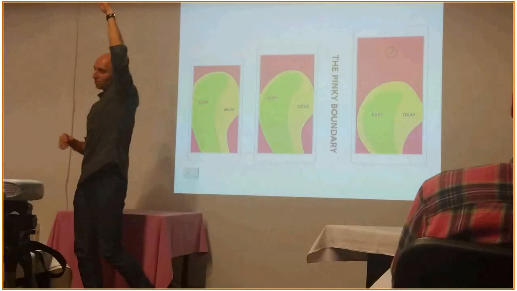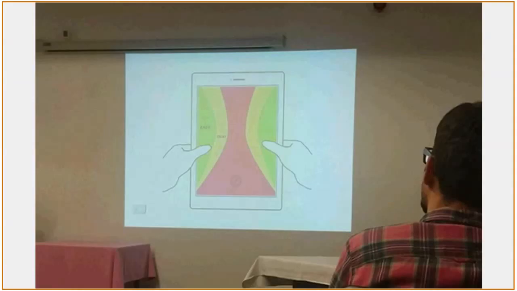This is about scrolling, what is easy, what is okay, and the red one is like, okay, avoid it. But on tablet devices, the situation is completely different, because you have to use 2 hands if you want to work successfully with tablet devices. So here we can see what is actually easy and reachable, and what is not.